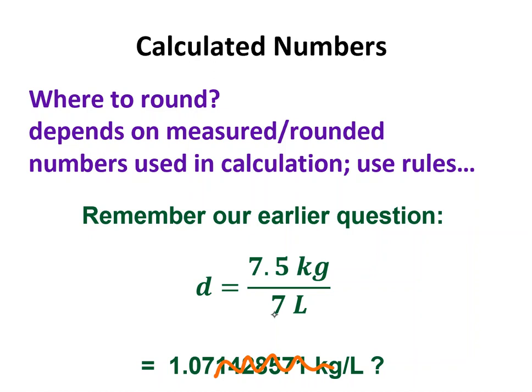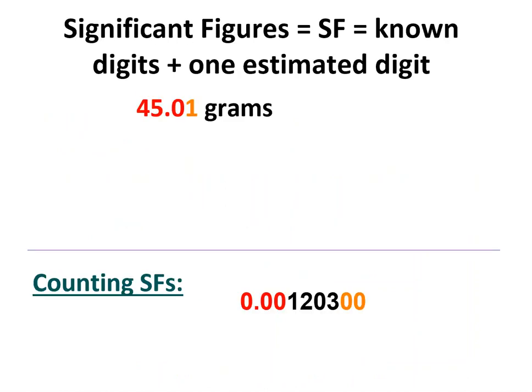I mean, it's not like we had 7.00000, then we may be able to keep more. Some of these are just what our calculator kicked out. And so we need to decide where to round. And to do that, we need to learn a few terms and some little tricks, and then we'll get back to the actual rounding our calculated numbers.